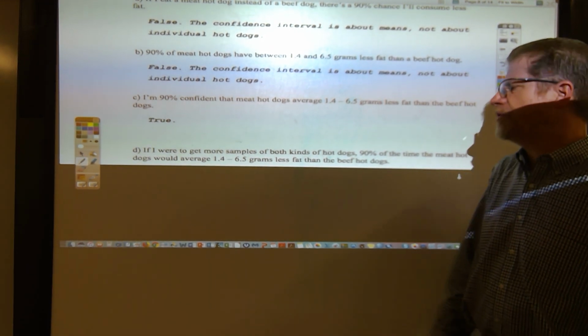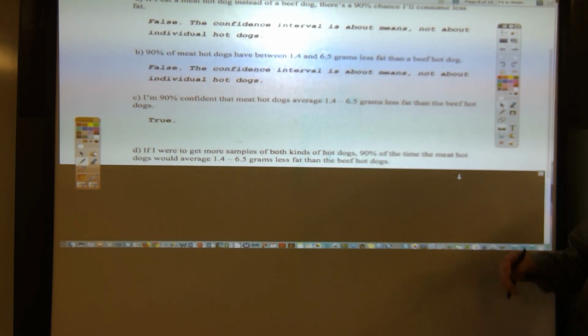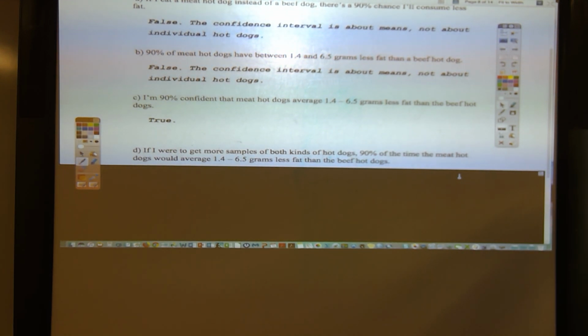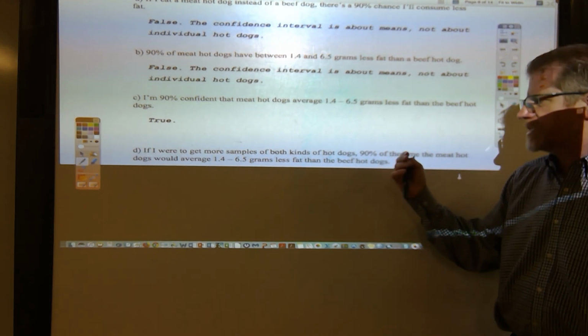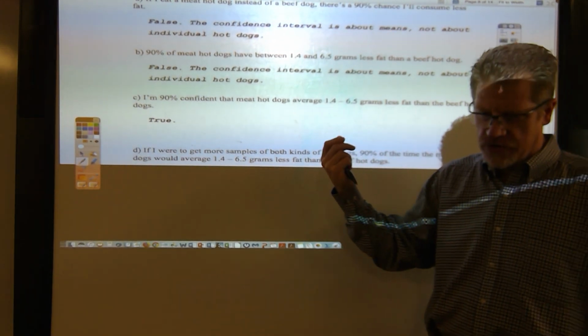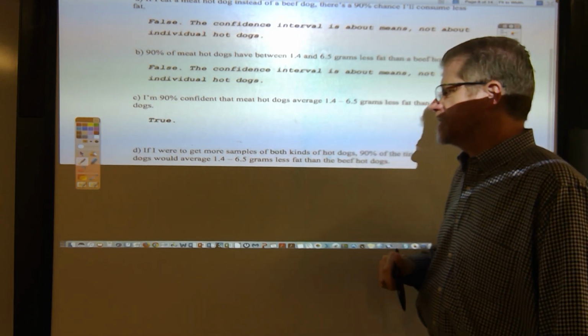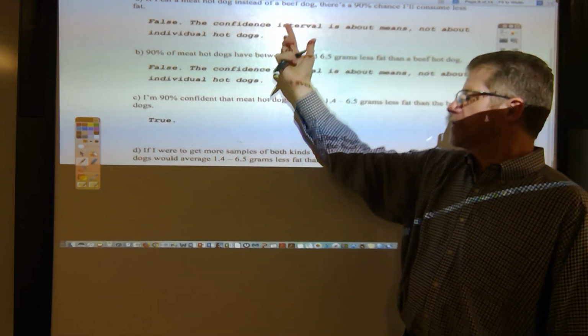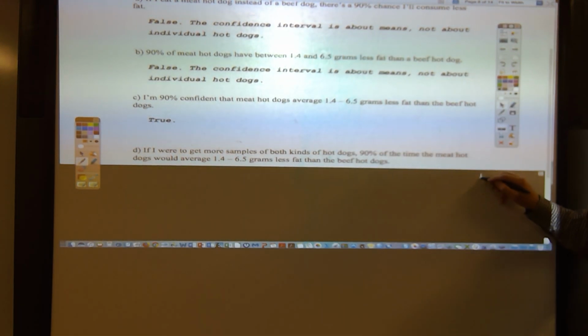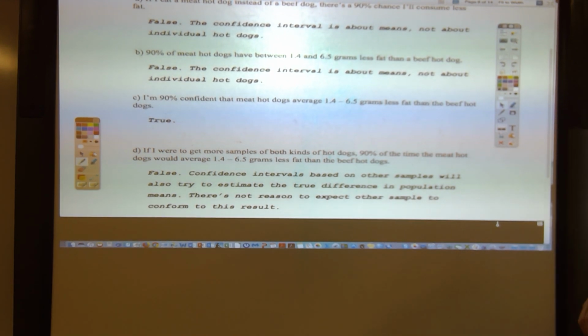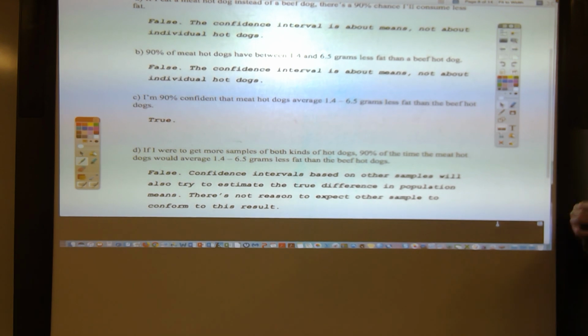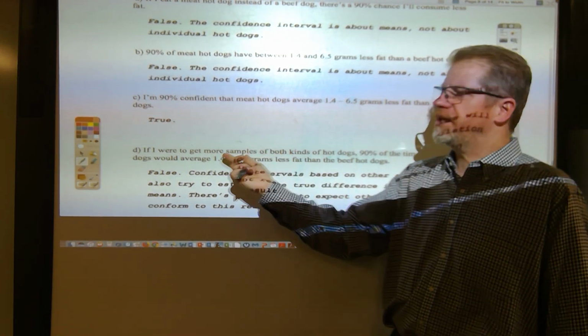And D, if I were to get more samples of both kinds of hot dogs, 90% of the time the meat hot dogs would average... 90% confidence means that we're going to capture the truth 90% of the time, not that that particular confidence interval is going to show up 90% of the time. It's a false statement. Confidence intervals based on other samples will also try to estimate true differences in the population. There's no reason to expect other samples to confirm this particular result.